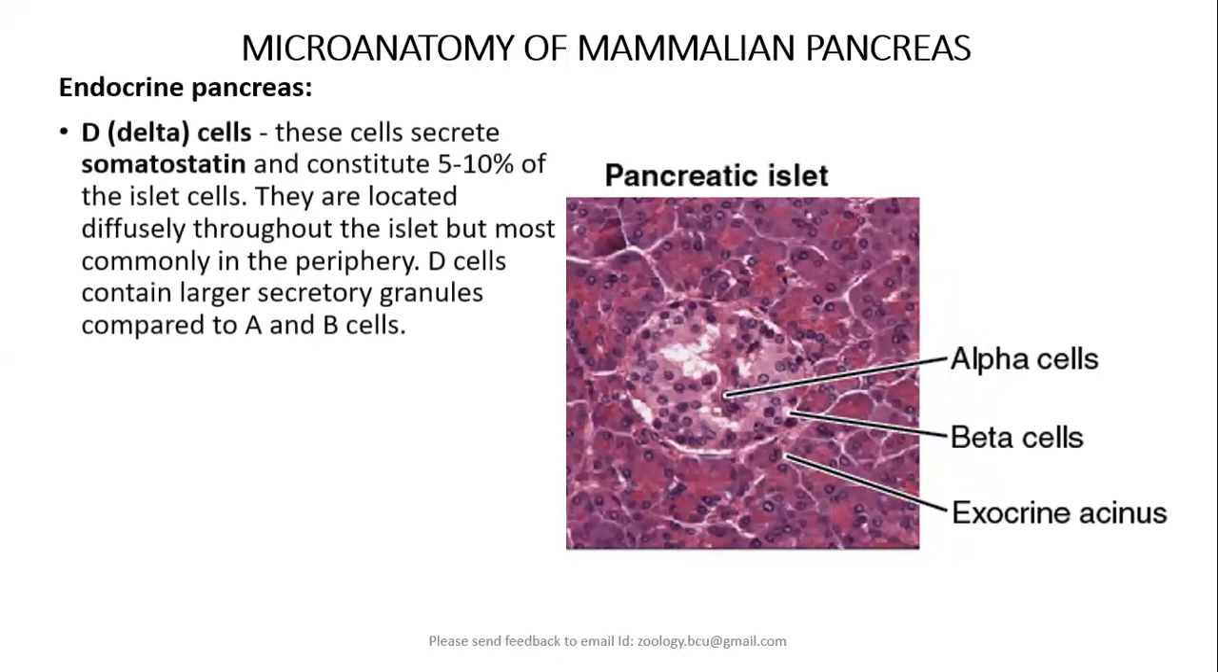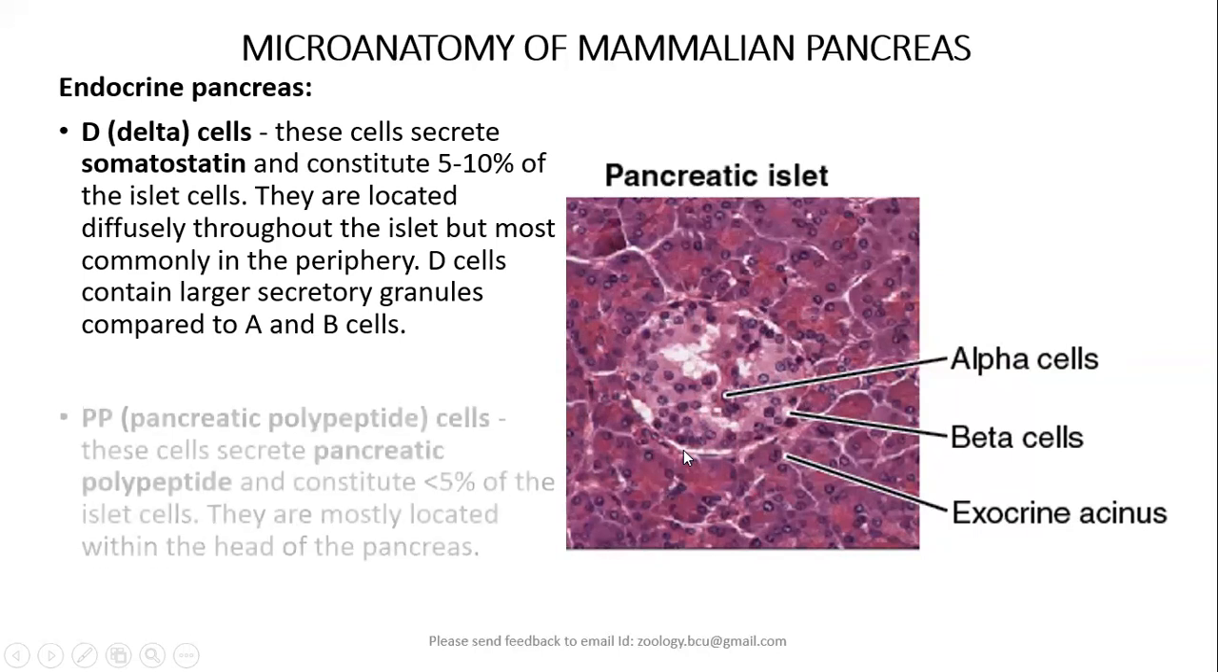Apart from the alpha and beta cells, we also see delta cells. These delta cells secrete somatostatin, another type of hormone, and these cells are again very few in number. They constitute only 5 to 10% of islets of Langerhans, and these cells are located diffusely throughout the islets, but most commonly again in the peripheral region. The D cells also contain large secretory granules when compared to the alpha and beta cells.